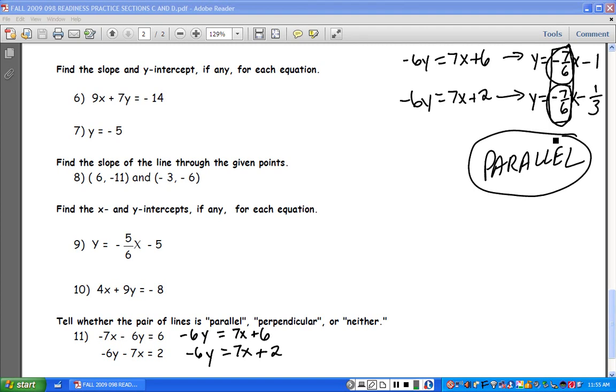Alright, that concludes our review. Hopefully I've given you some information that will help you better understand graphing. I know it's an issue that many students struggle with. So hopefully, again, this is information you can use to help you be a little more successful at graphing linear equations. That concludes our review. Thank you.